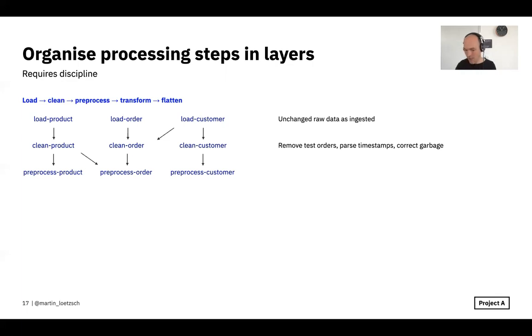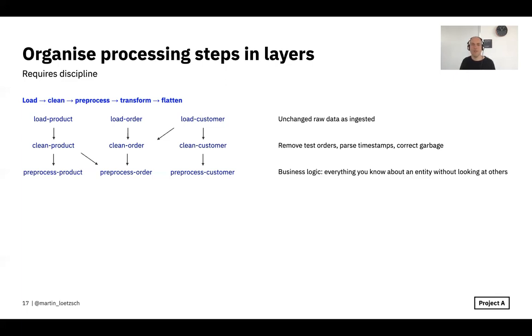Then you have the actual business logic, and at Project A, we call this pre-processing because it's not the final dimensional model, right? So it's all the business logic that you want to apply, and everything you know about an individual order, about a customer, about a product, without too much looking at other entities, right? So here you compute whether the order is processed.